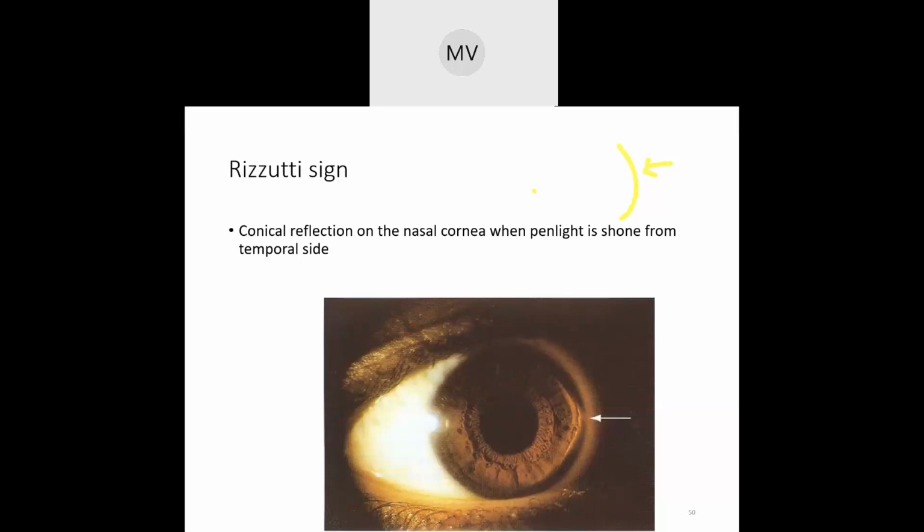But in case of keratoconus, the reflex we see will be specifically a focused one.